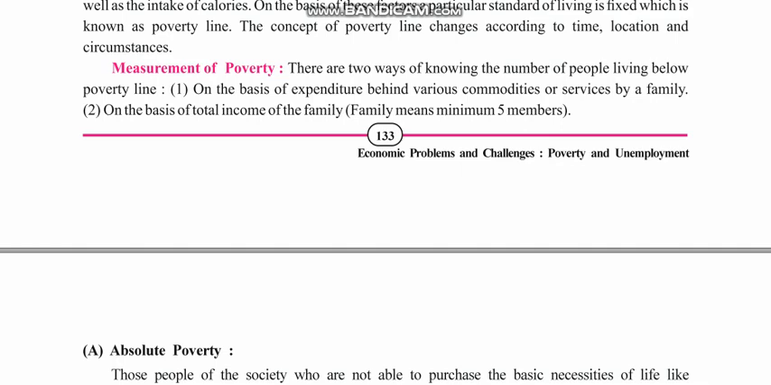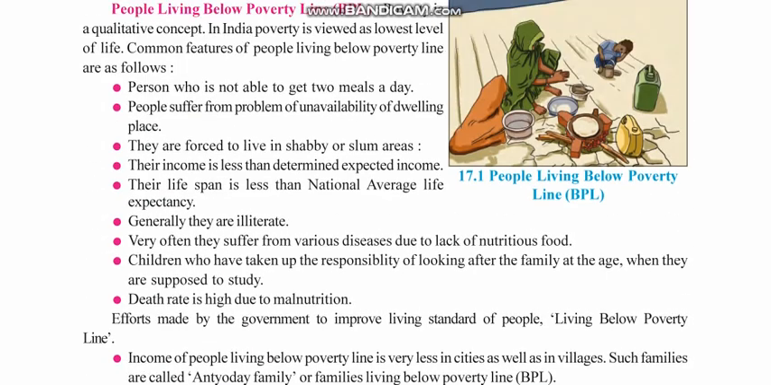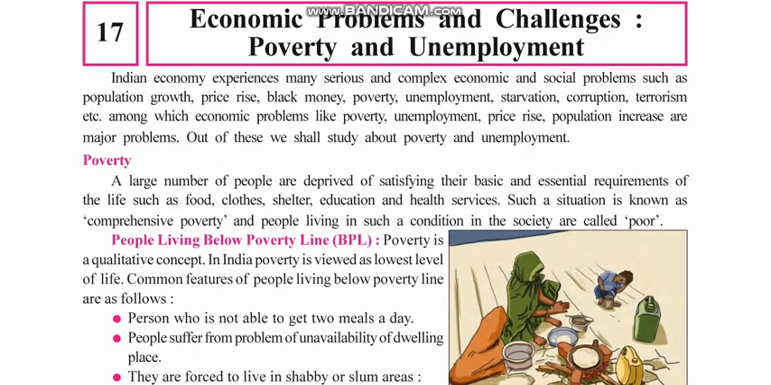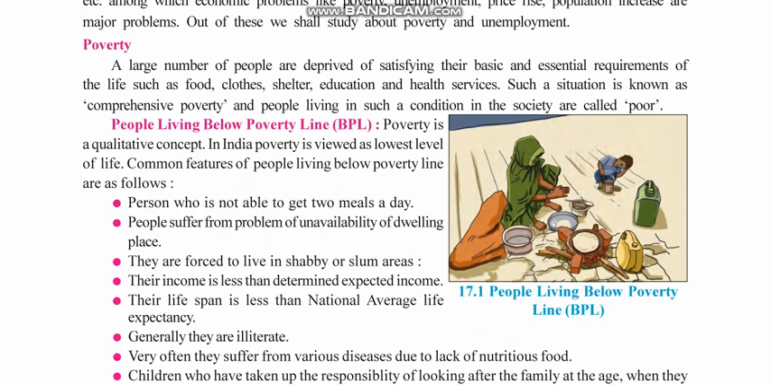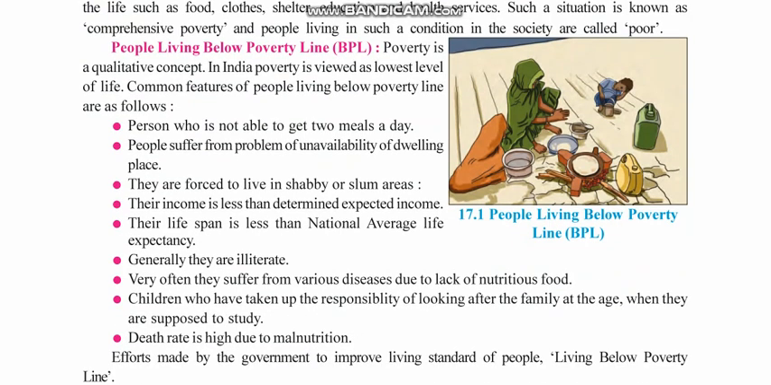This is the second video lecture of chapter number 17, Economic Problems and Challenges, Poverty and Unemployment. In the previous video lecture, we saw what poverty was. We also saw about people living below the poverty line, and what the features of people below the poverty line were. We also connected it to people who are living around us who are considered poor.